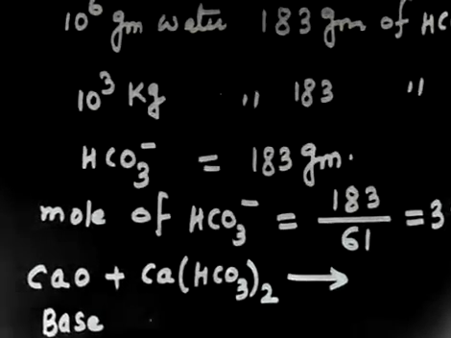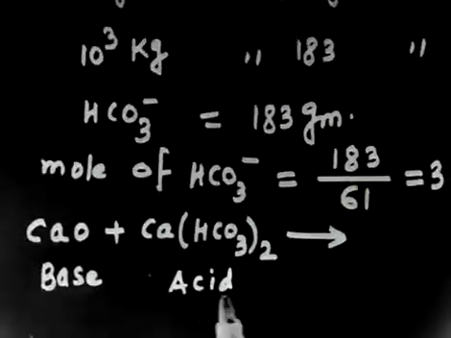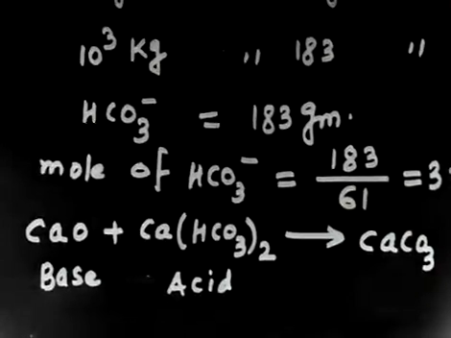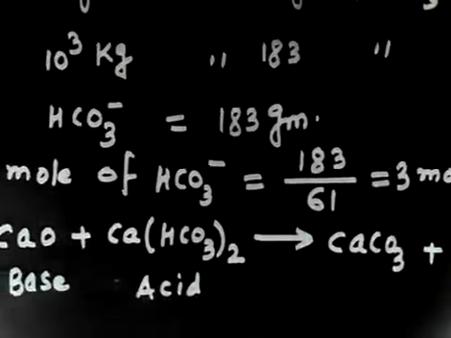So this is a base, and this is acid. HCO3 minus will act as an acid. So this is an acid base reaction. It will form salt CaCO3 plus water H2O. Now let us balance this equation yourself.